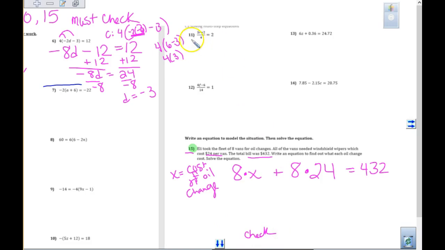But right now I want everyone to focus on number 11. As we look at number 11, we had (3r plus 2) divided by 4. So our first step is we need to write the problem over again, and we're going to put 3r plus 2 in parentheses divided by 4 is equal to 2.